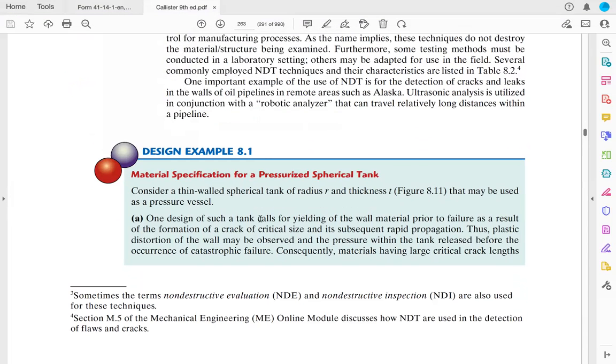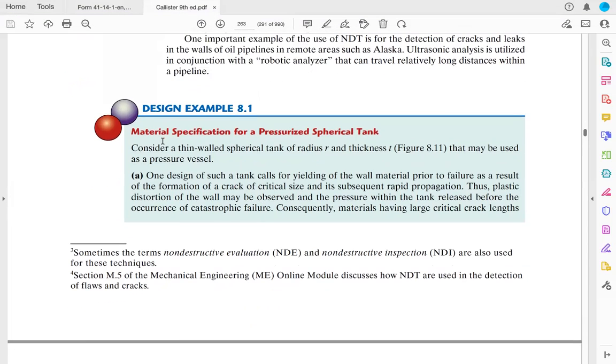Okay, so let's say we want to check the material specification of a pressurized spherical tank. Do you know about a spherical tank? Tangki bola. A spherical tank is usually used to store gas. So we consider a thin-walled spherical tank with radius r and thickness t. It can be used as a pressure vessel, and we have to design it.